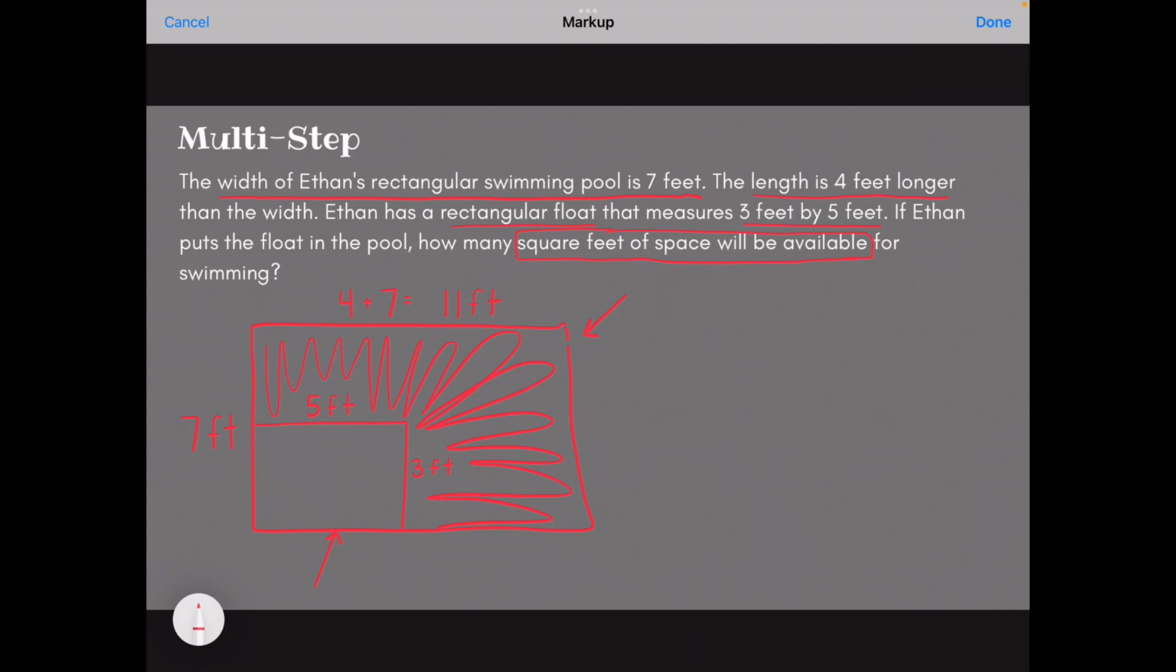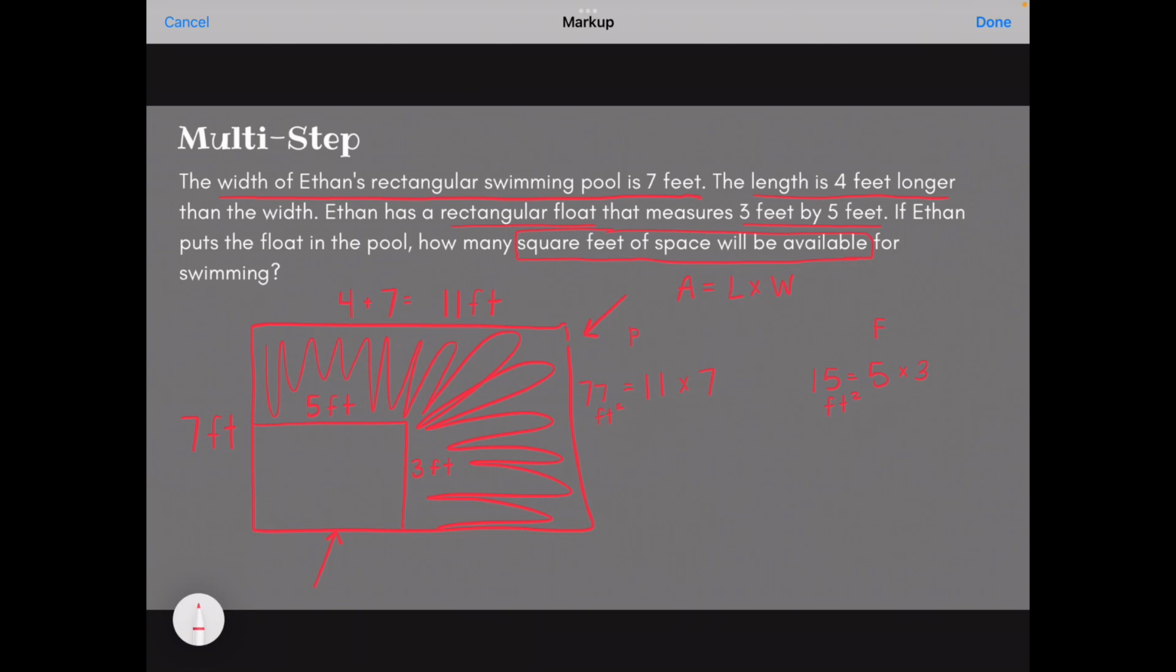So to solve for area, reminder the formula is length times width. I need to find the area of the pool, but also the area of the floaty. For the pool, I know my length is 11, my width is 7, so the area is 77 feet squared. While for the floaty, I'm going to have a length of 5 and a width of 3, getting me an area of 15 feet squared.